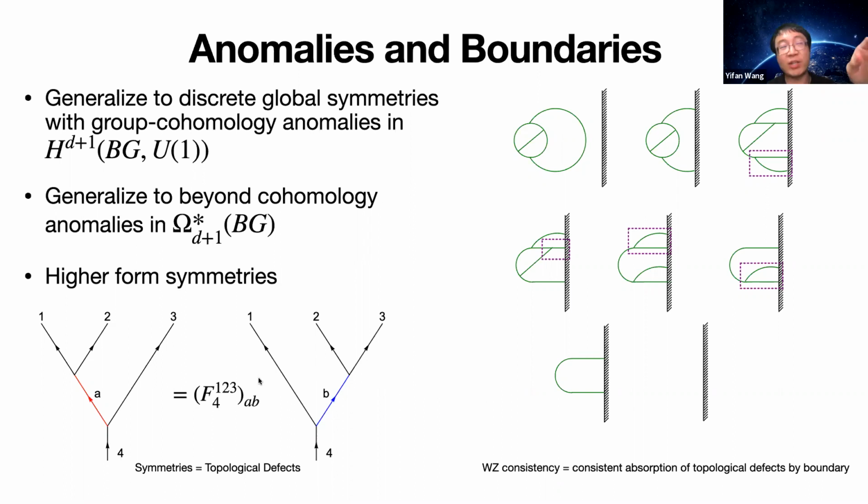You can think about this picture as two different ways of resolving the fourfold junction. There are two ways of resolving the fourfold junction into threefold junctions. It can be ambiguous, and this factor would encode the anomaly. Yes. Thank you.